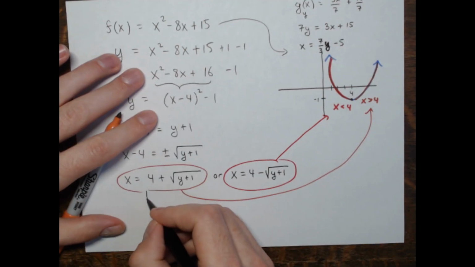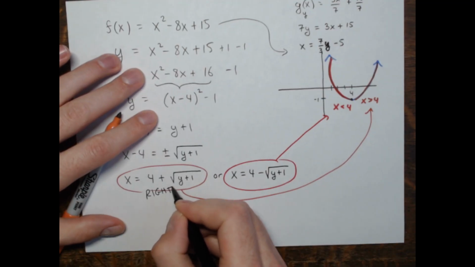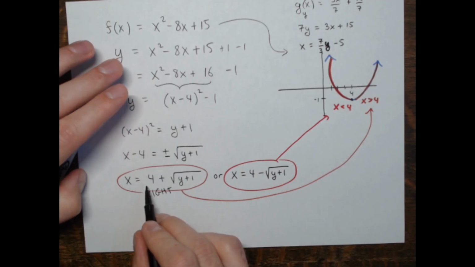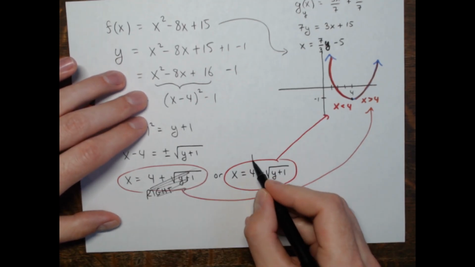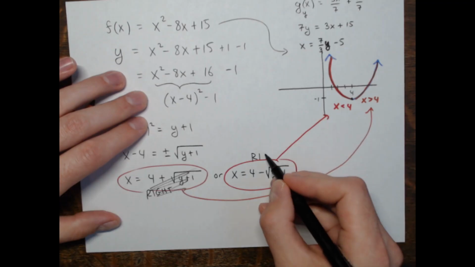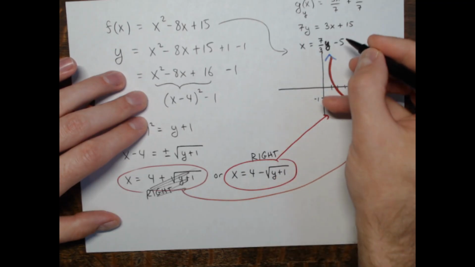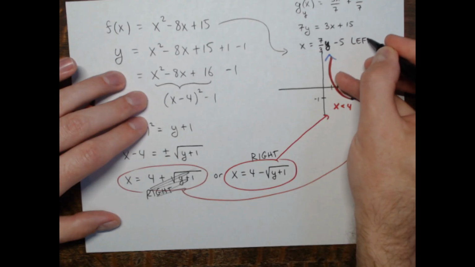So remember, this is my right curve. I've got the arrow here. And then this is my left curve in that region.